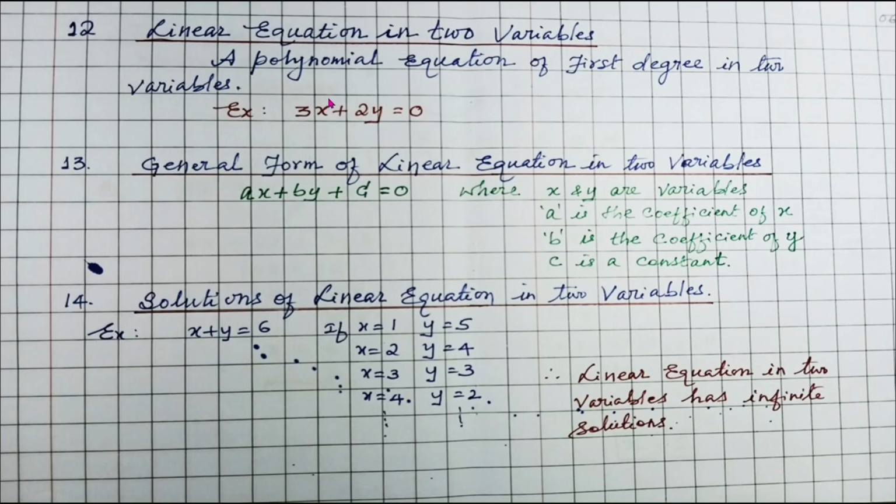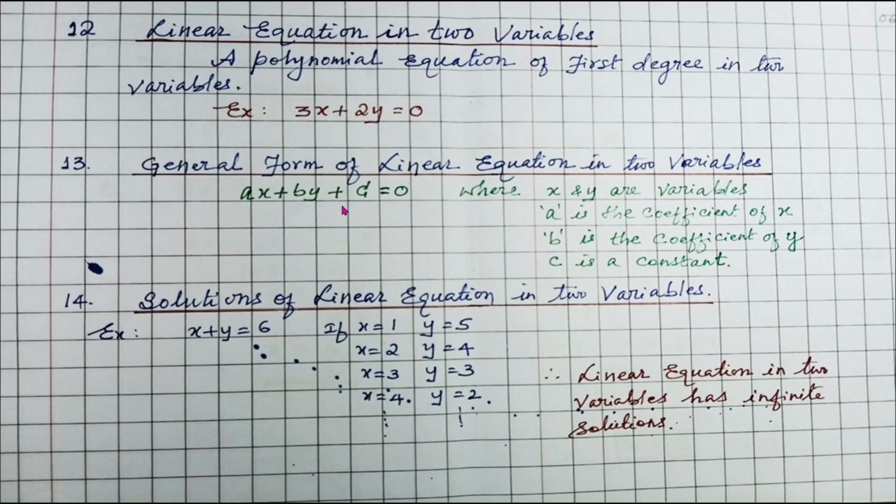The degree, the power is 1, therefore it is a first degree polynomial, and therefore it is a first degree polynomial equation, therefore it is a linear equation in two variables. Now the general form of a linear equation in two variables is ax plus by plus c equal to 0. Please remember this, ax plus by plus c equal to 0.